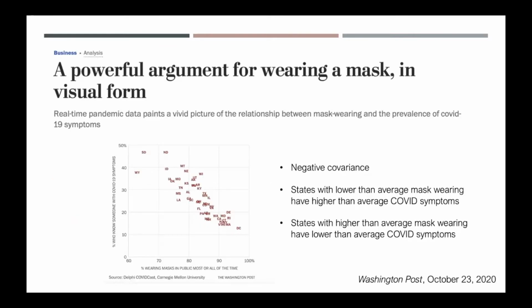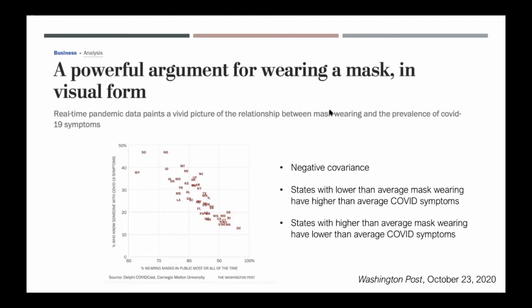Now, to walk through an example of a covariance, I'm going to use some data that were presented in a recent Washington Post article about the relationship between wearing a mask and the prevalence of COVID symptoms across each of 50 different states within the United States of America. Now, these data come from a Facebook poll where respondents were asked whether or not they wear a mask in public most or all of the time. And they were also asked whether or not they knew anyone with COVID symptoms.